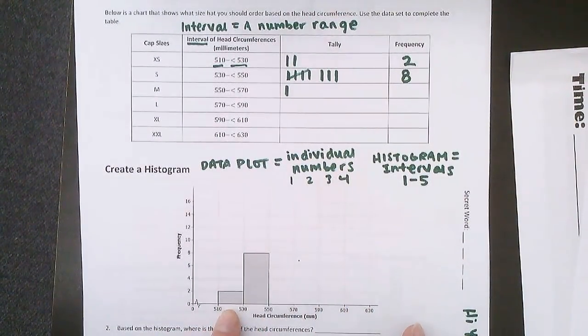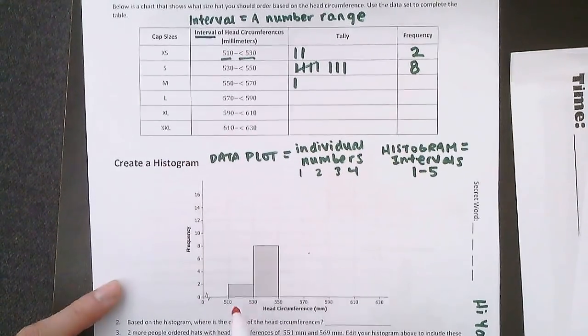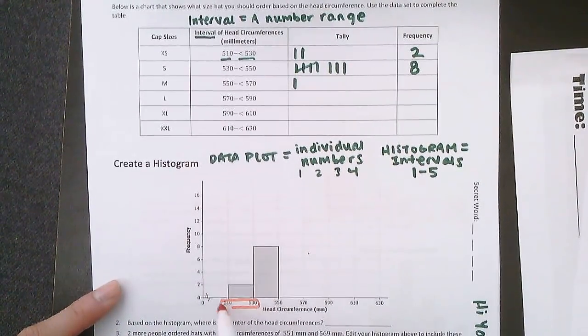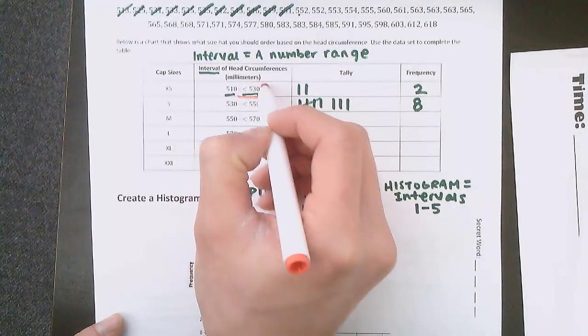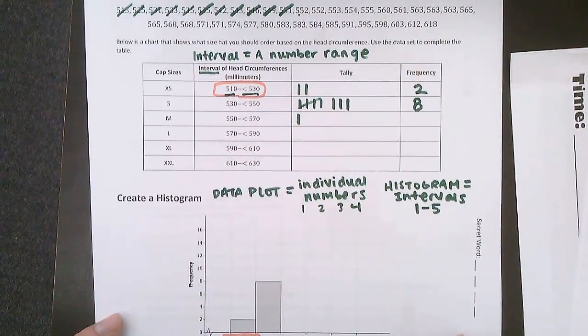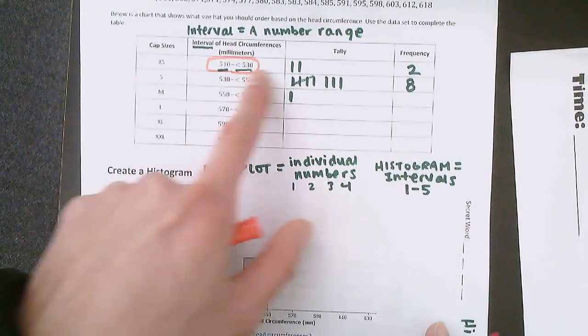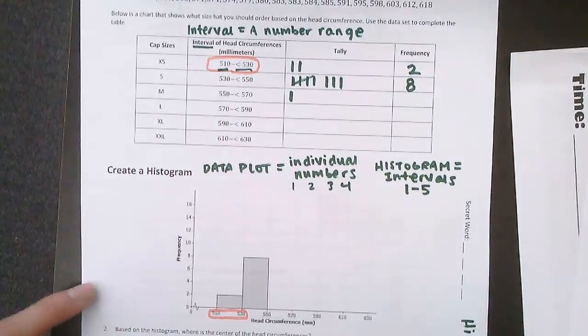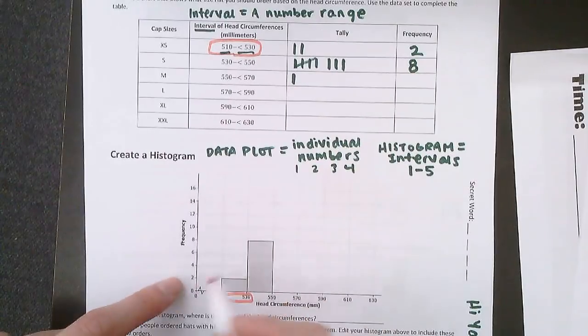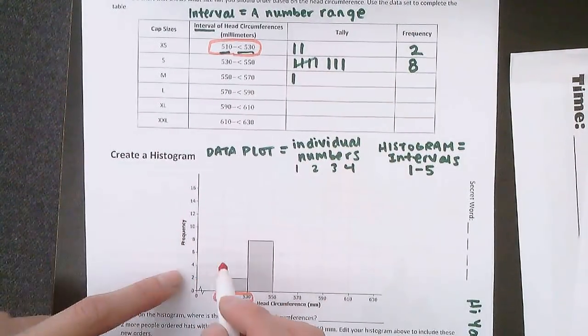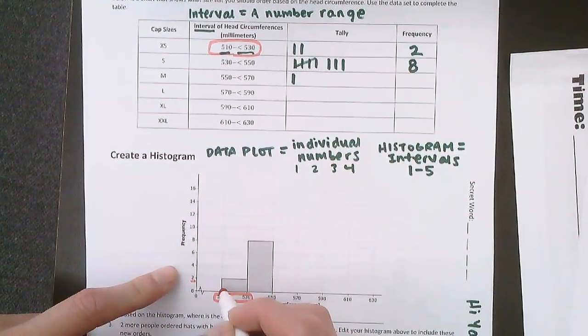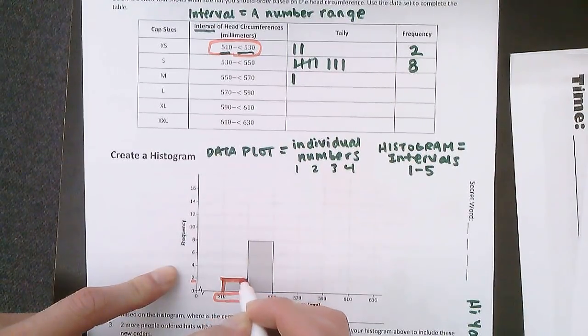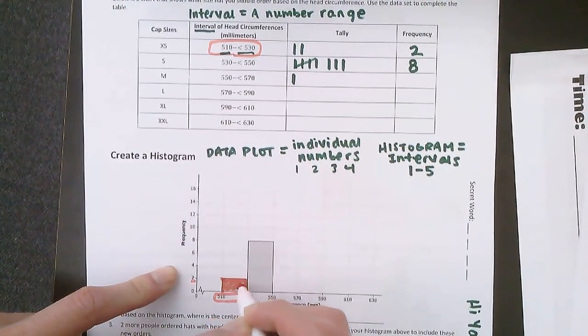For head circumferences, that's on the bottom here, we have the range 510 to everything less than 530. This number range right here is this number range right here. And how many people were in this number range? 2. So that's why on this graph you see frequencies on the left. Here is the frequency for 2. You draw a rectangle going up to 2, just like that.